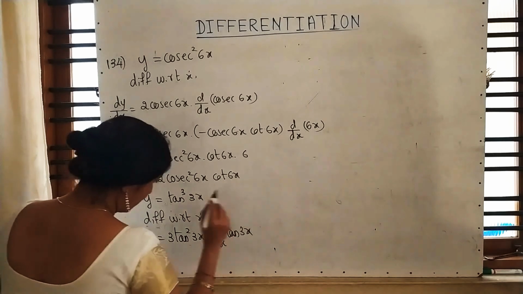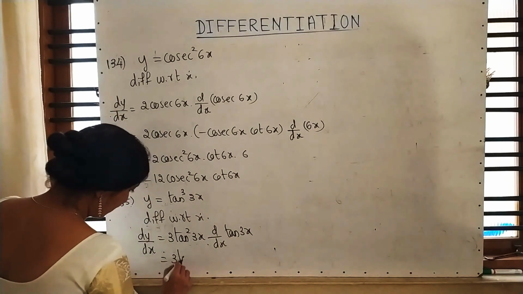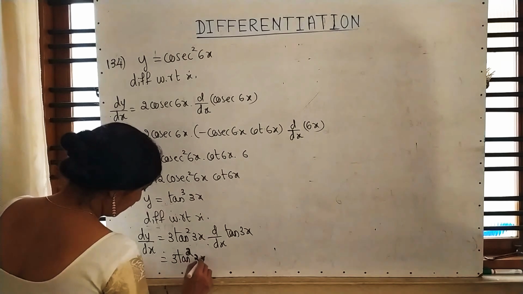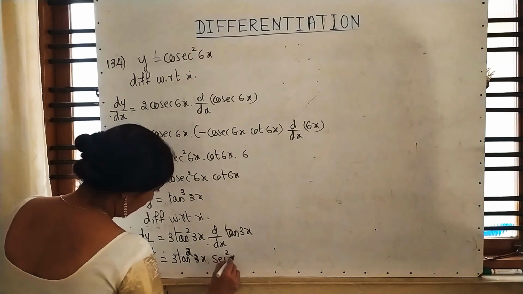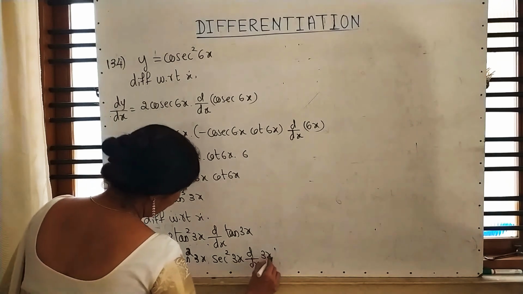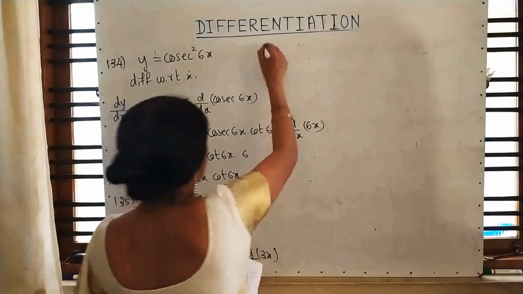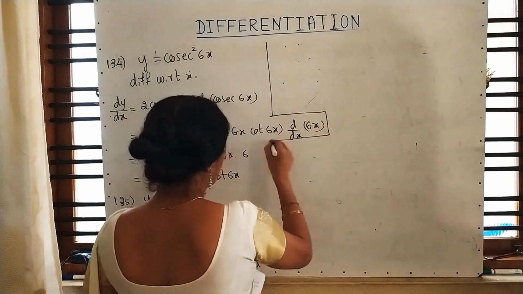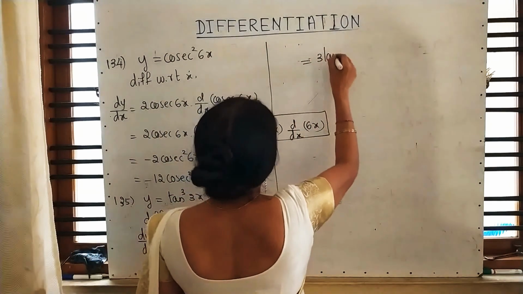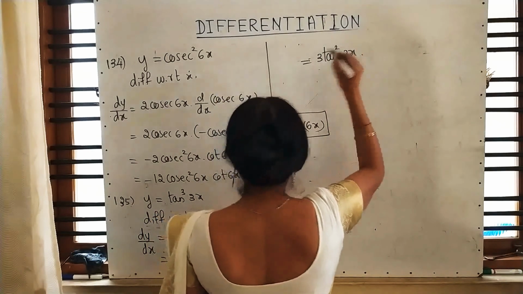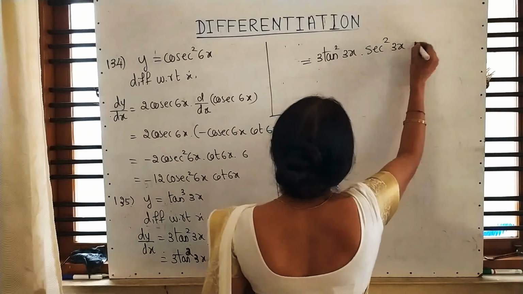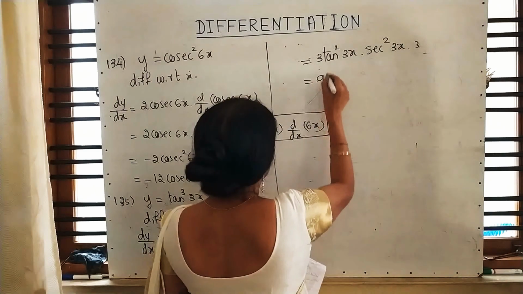First power, then base. Differentiation of tan is secant square into differentiation of angle 3x. 3 tan square 3x, secant square 3x into 3, that is 9.